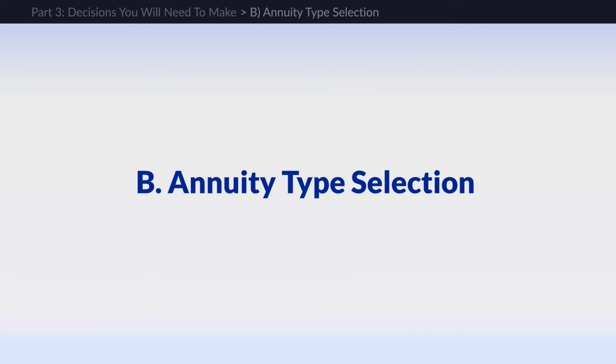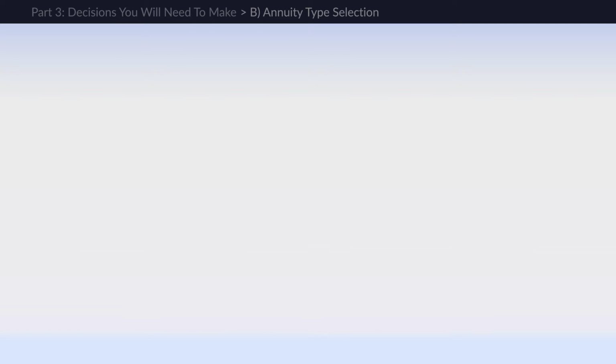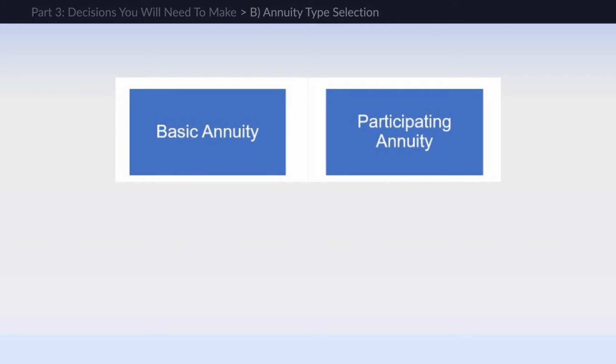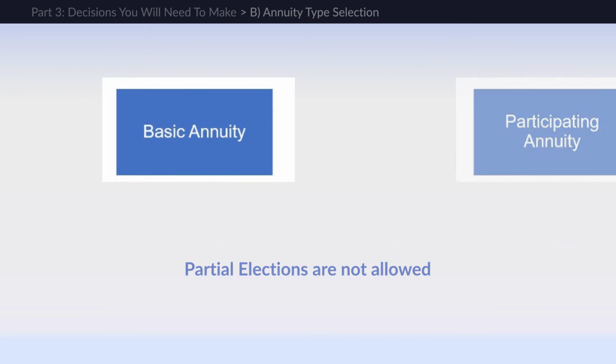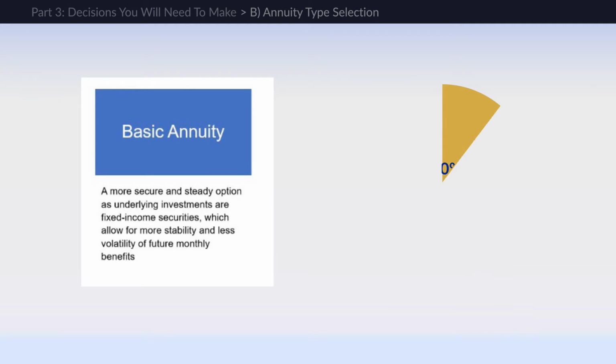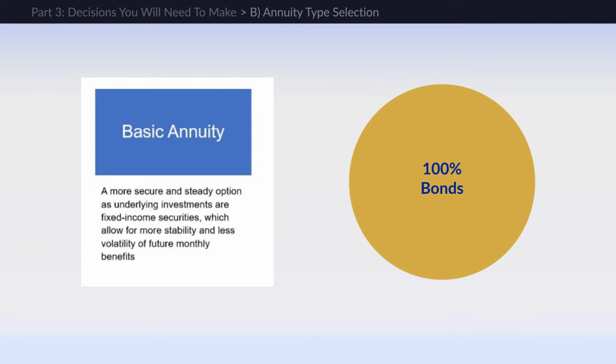Now let's discuss the annuity type selection decision. You must elect one of two annuities, basic or participating. Partial elections are not allowed. The basic annuity is the steadier annuity option where retirement income is expected to remain relatively constant throughout your lifetime because its underlying investments, mostly fixed income securities, allow for more stability and less volatility of your lifetime retirement income.